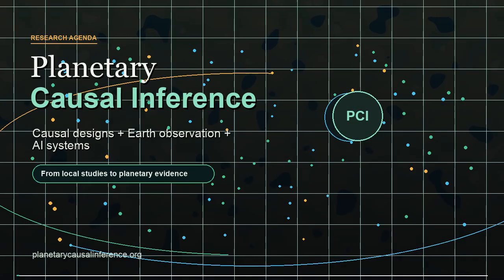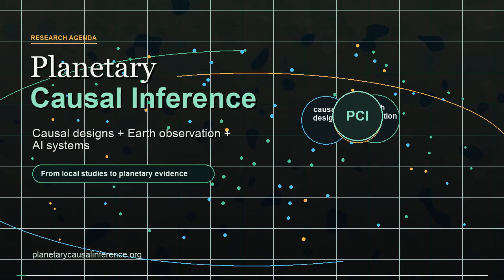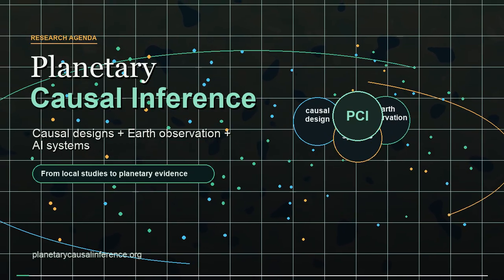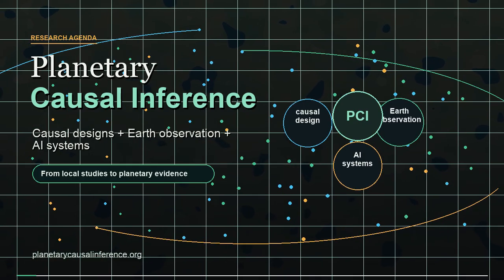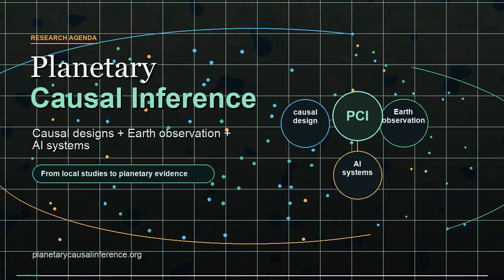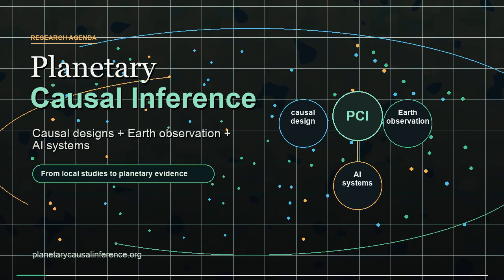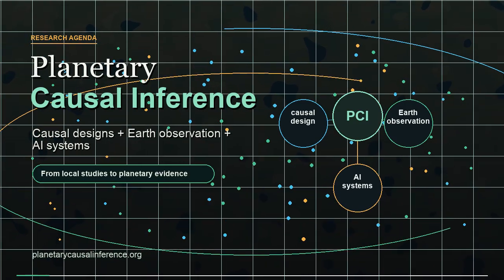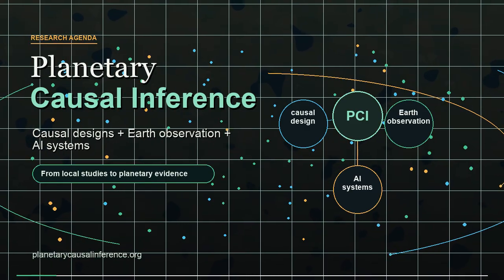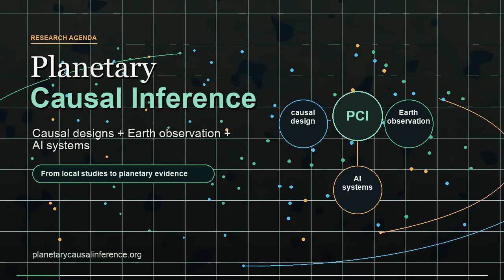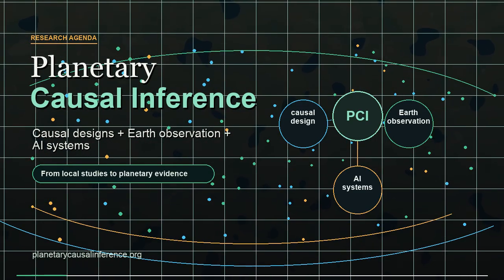Every place on Earth carries a record: roads, fields, roofs, water, light, and change through time. Planetary causal inference asks how to connect that record to the strongest question in the applied sciences: what caused what? The point is not to replace field studies with pretty maps. It is to connect localized experiments, natural experiments, and observational designs to Earth observation and AI systems, so causal evidence can travel across space, across time, and across scales.